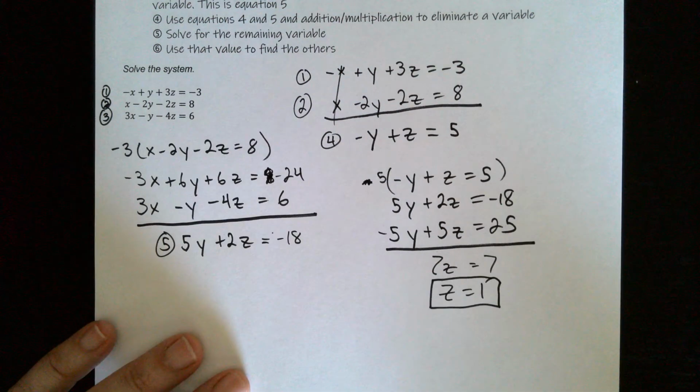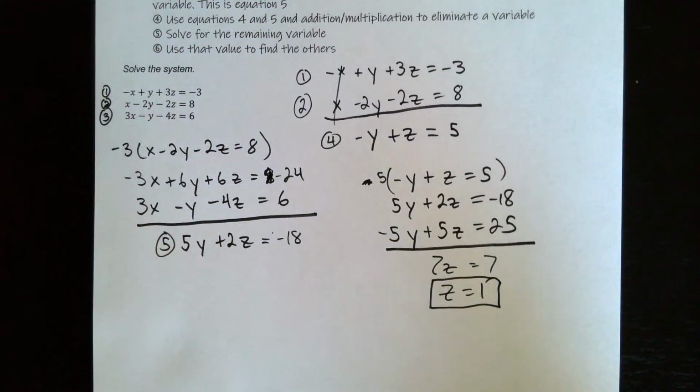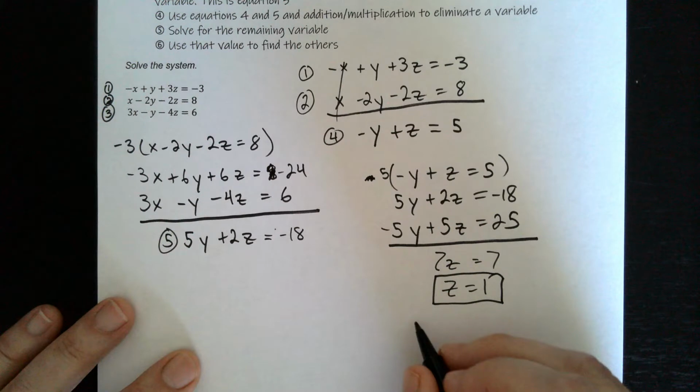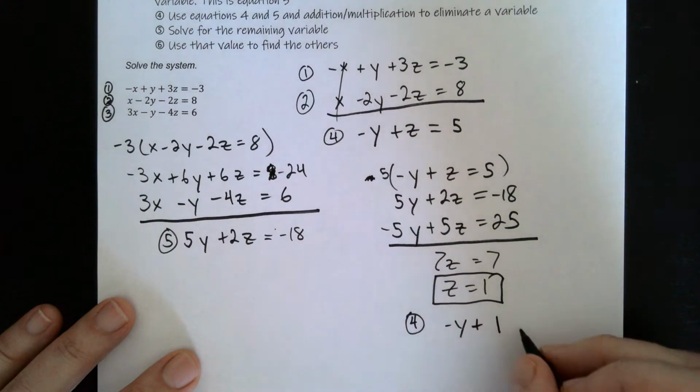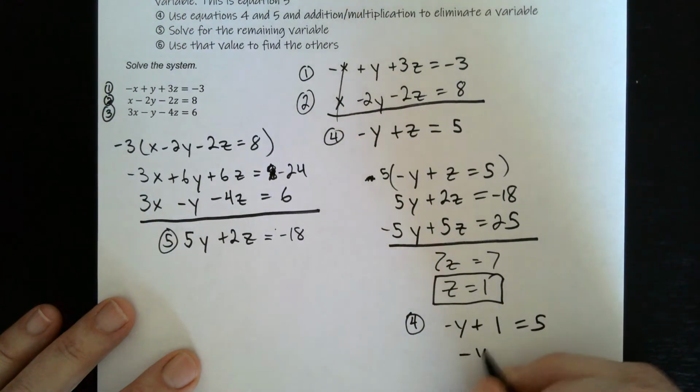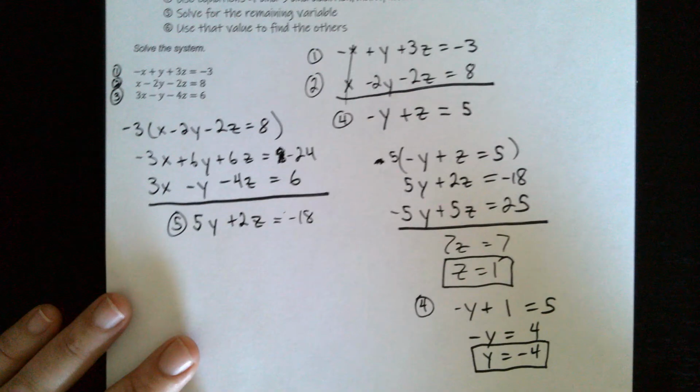So z equals 1. Now I can take that and I can go over here or up here into either 4 or 5 and get the solution for y. Let's use this one, number 4. That will give me negative y plus 1 in place of z equals 5. Negative y equals 4, so y is equal to negative 4.